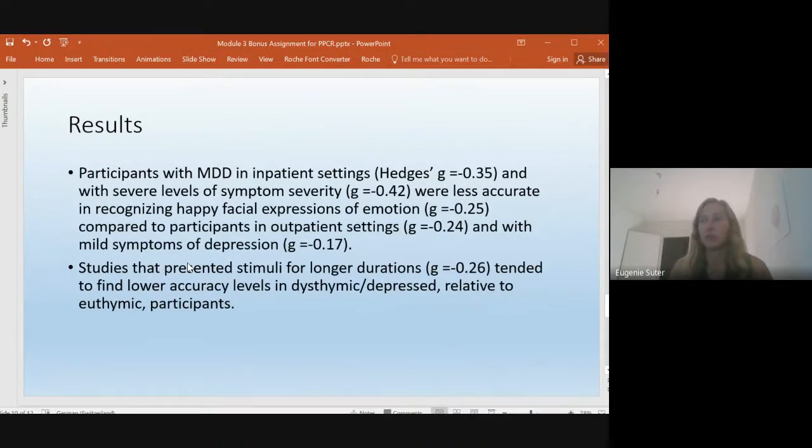We'll also share the results, which were that participants with major depressive disorder in inpatient settings or who had severe symptoms were less accurate in recognizing happy facial expressions of emotion when compared to participants who were in outpatient settings or had mild symptoms of depression. And in addition, studies that presented the stimuli for longer durations actually found lower accuracy levels in those who were depressed relative to the controls. So some interesting findings here.